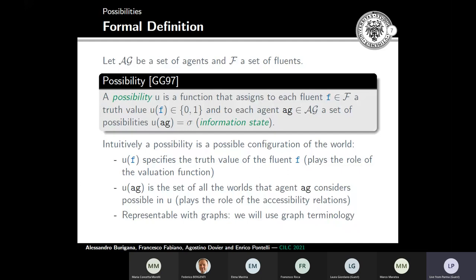So again, a possibility U represents a possible configuration of the world where both the interpretation of the fluents and the beliefs of the agents are defined. And since possibilities are representable with graphs, so with Kripke models, we will actually use graph terminology such as labeled edges and nodes to talk about possibilities, the structure of a state.